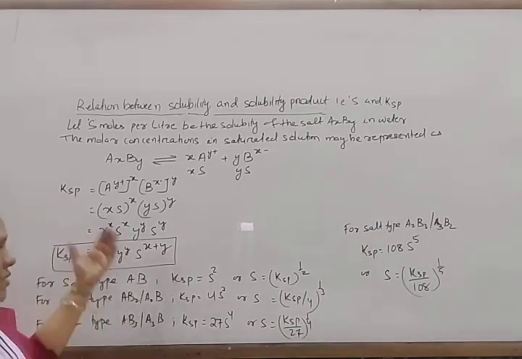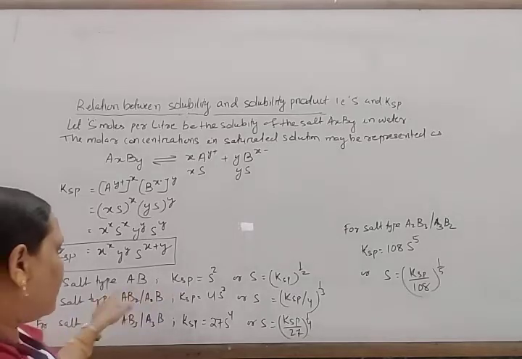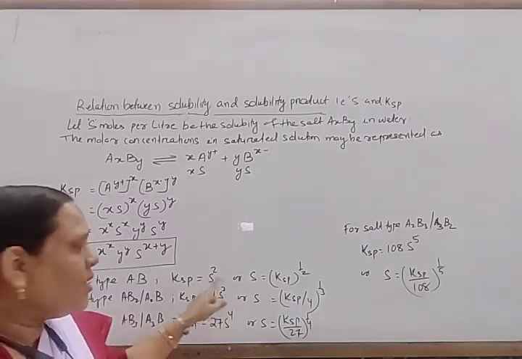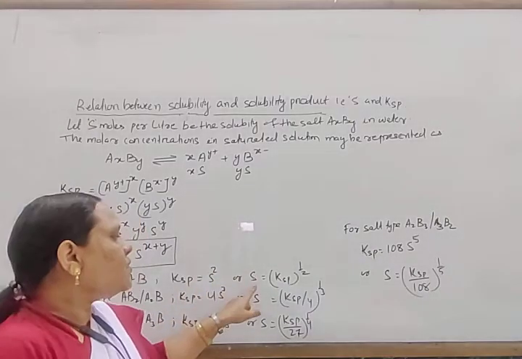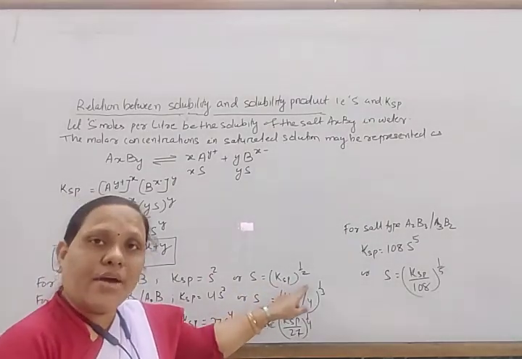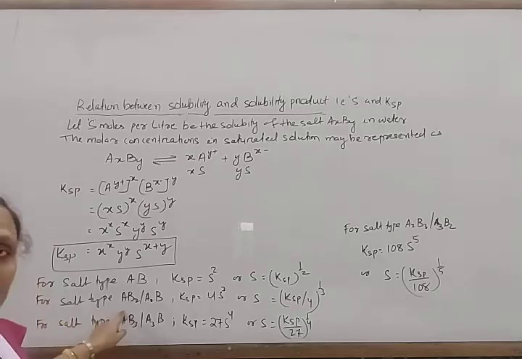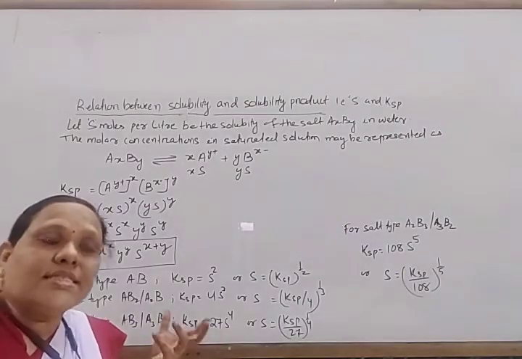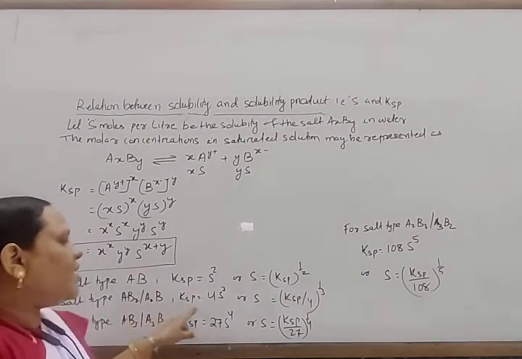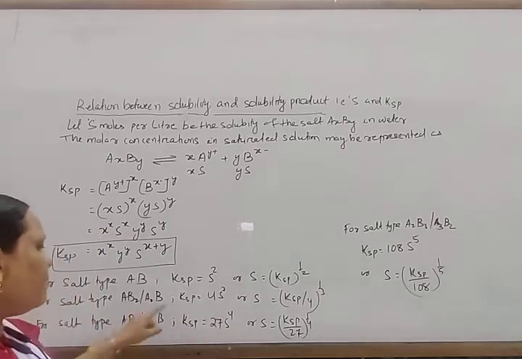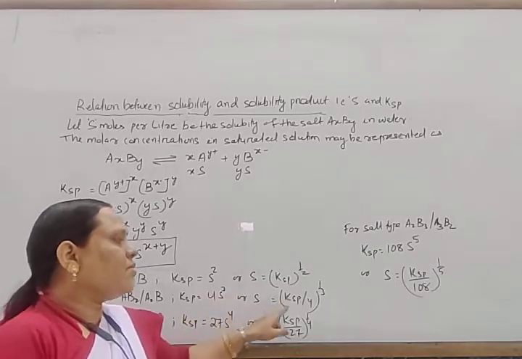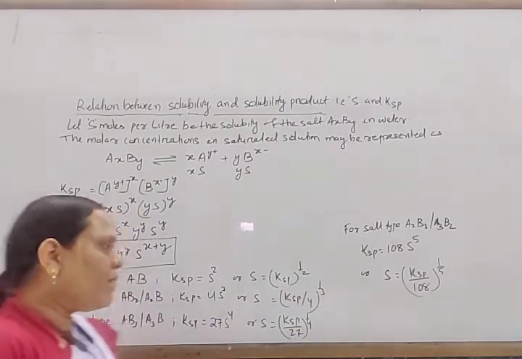So if we consider different types of salt, for the salt AB, the coefficients are 1 and 1, so 1 to the power 1, 1 to the power 1, S to the power 1+1, which is equal to S squared. Similarly, given the solubility product, we can find the solubility: S equals Ksp to the power half. Similarly, for salt type AB2 or A2B, like CaF2 or PbI2, this formula should be used. Ksp is equal to 1 to the power 1, 2 to the power 2, S cubed, so 4S cubed, or S is equal to (Ksp/4) to the power 1/3.